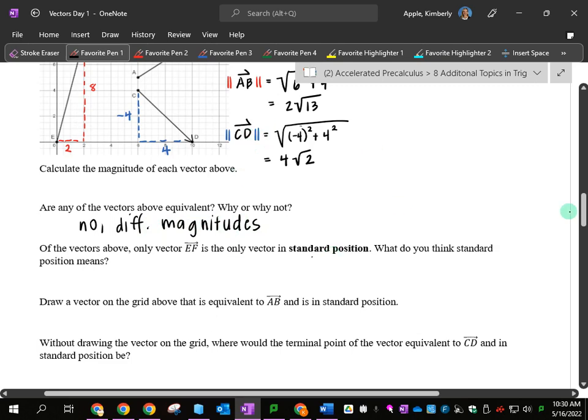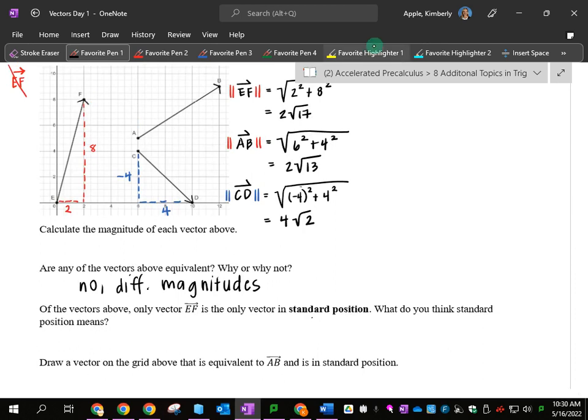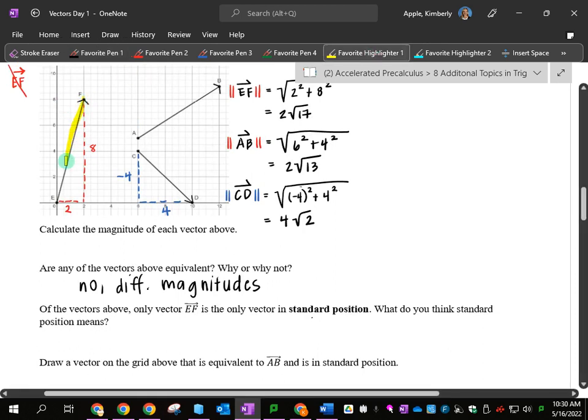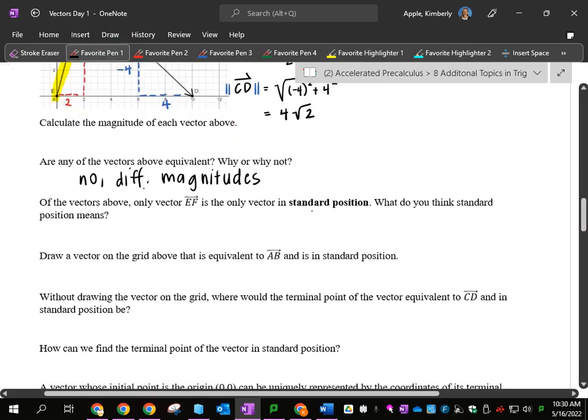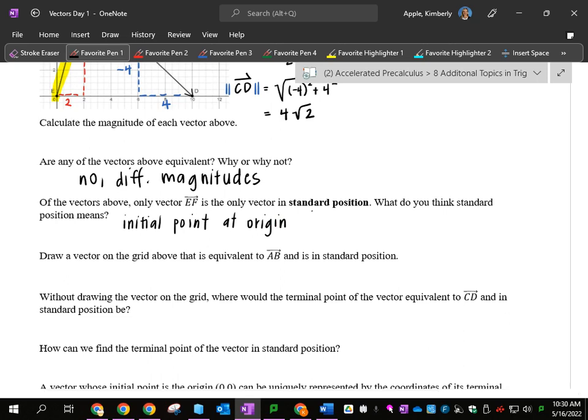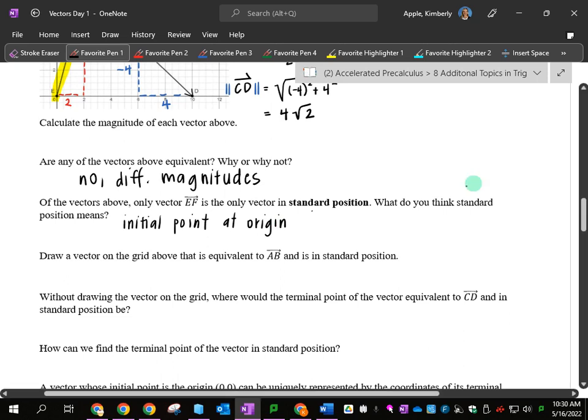So of the vectors above, only EF is in a standard position. That's this one. What do we think the standard position means? Starting at the origin. Exactly. The initial point is at the origin. And that actually makes things easy for us when they are in the standard position, because when it starts at the origin, the horizontal and vertical components are just the terminal point itself, right?